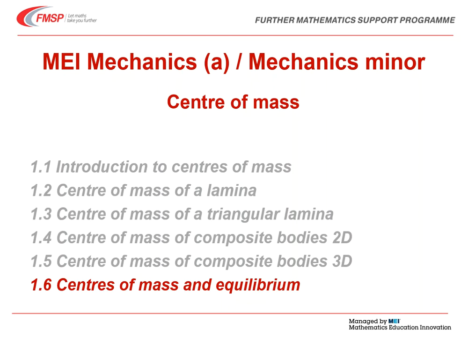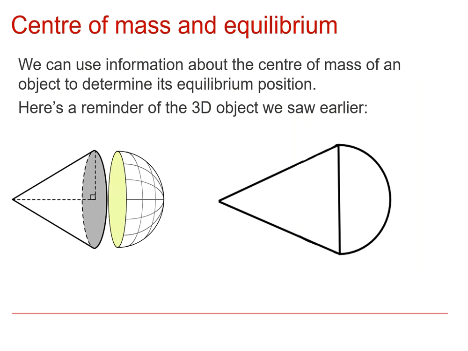Welcome to MEI Mechanics. We're on the topic centre of mass, and this is video 1.6, centres of mass and equilibrium. Just to introduce this, let's remind ourselves about the shape that we looked at in the previous video, this 3D shape, which was a composite shape made of a cone and a hemisphere. By using the standard formulae to find the centres of mass of those two individual shapes, we could then combine those and find the centre of mass of this composite shape, and it was roughly located at this point here.